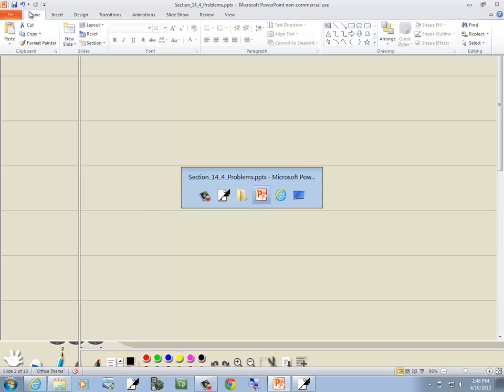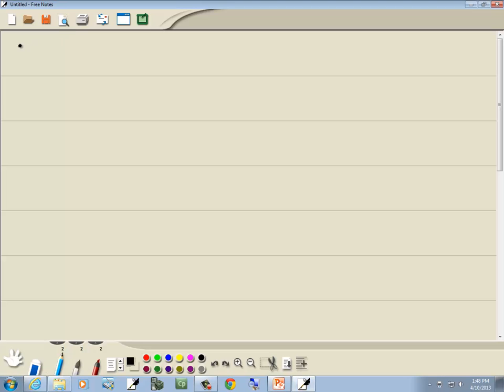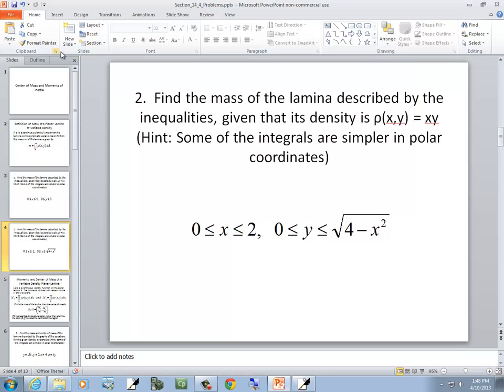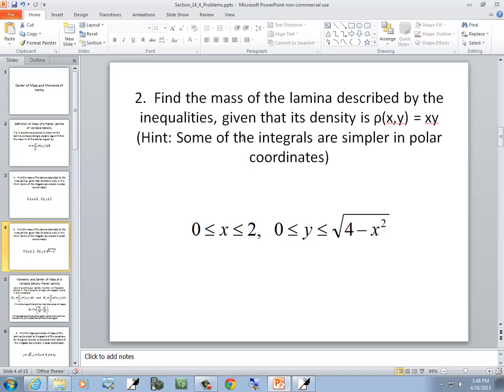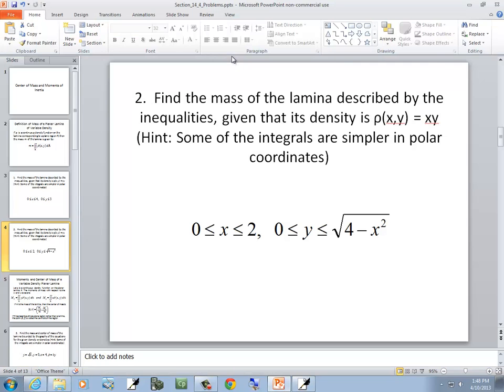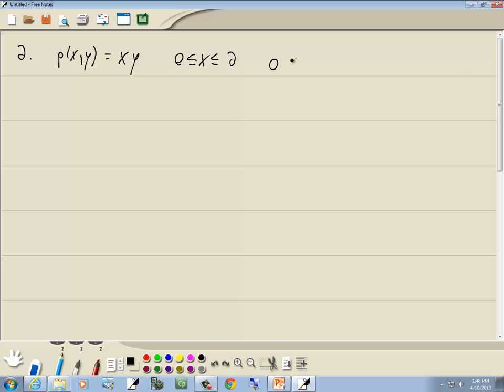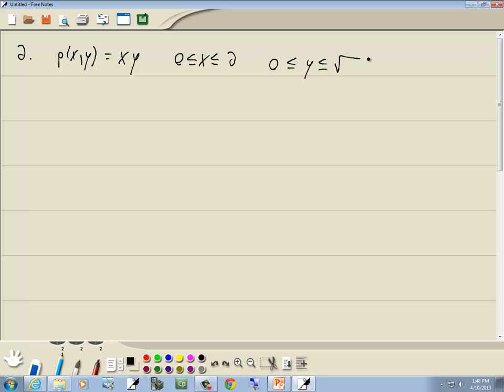Okay, so let's look at our second example. Rho is xy still, and find the mass of the lamina again, so same instructions. X is from 0 to 2, and y is from 0 to the square root of 4 minus x squared.